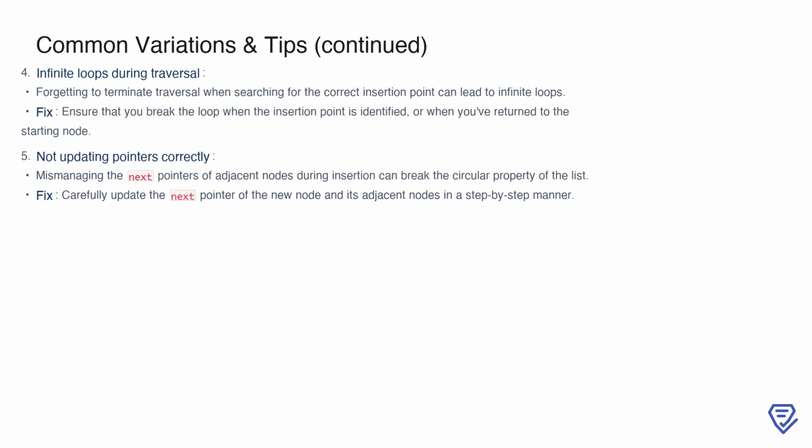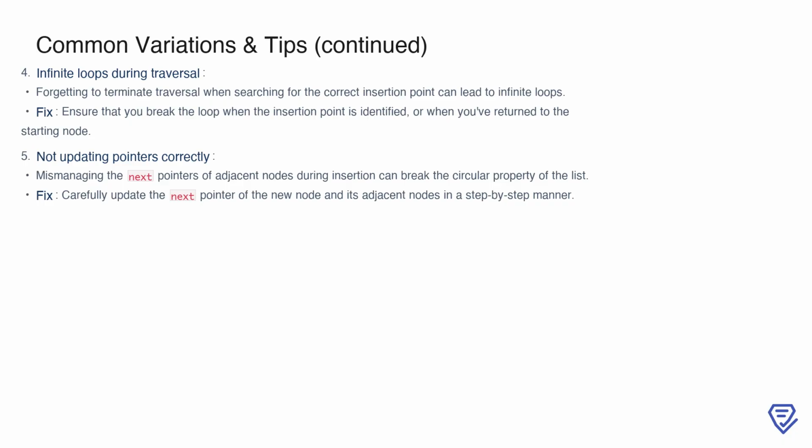Another potential pitfall is encountering infinite loops during traversal. This often happens when searching for the correct insertion point but forgetting to terminate the loop. To prevent this, you need to ensure your loop either breaks upon identifying the insertion point or when you've returned to the starting node. Careful loop termination logic is essential here.